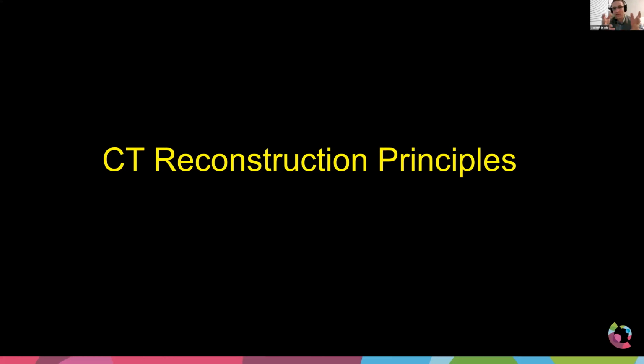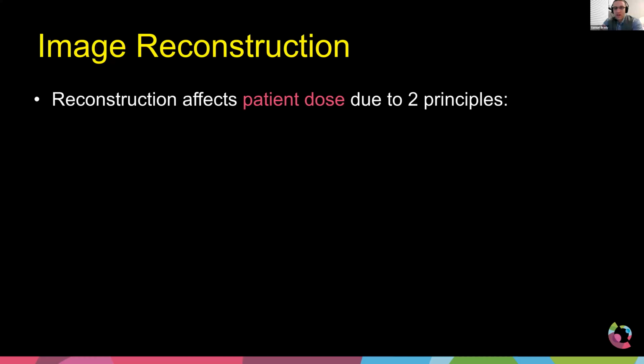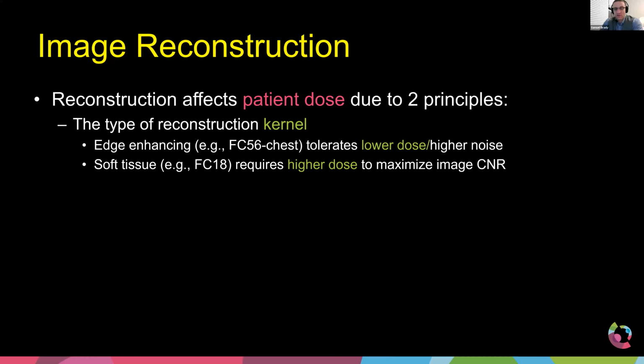And then there are other techniques that we just talked about that have a direct bearing on image quality and radiation dose. So let's talk about CT reconstruction principles. In general, CT reconstruction principles can affect patient dose in two principal ways. One is the type of reconstruction kernel we choose to use to reconstruct the image.